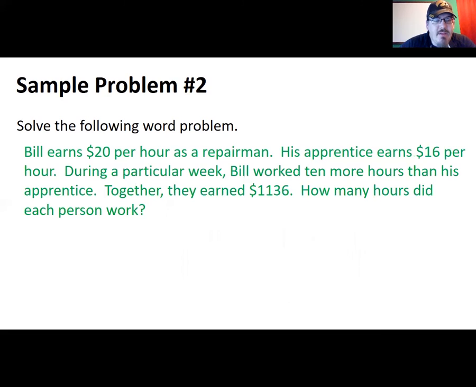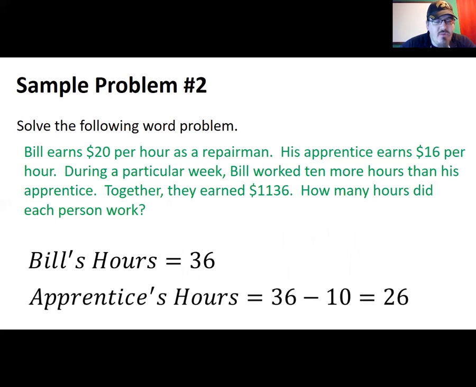So now we go back to our original problem here and make sure we answer the question. We want to figure out how many hours did each person work. B represented the number of hours for Bill, so we've got that answer taken care of. Again, Bill worked 10 more hours than his apprentice, so if we take and subtract off the 10, 26 is the number of hours that the apprentice worked. Again, Bill's amount is 10 more than the apprentice's amount.